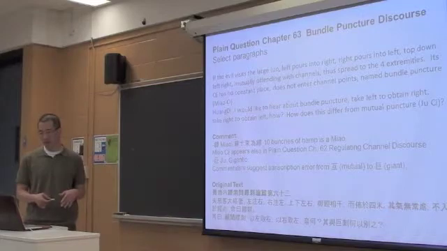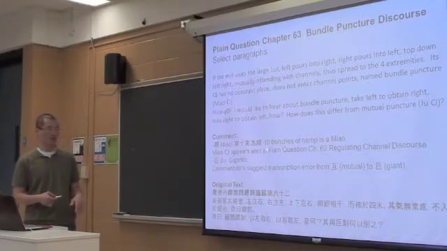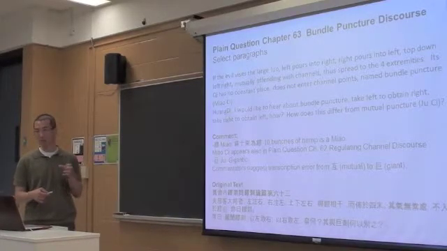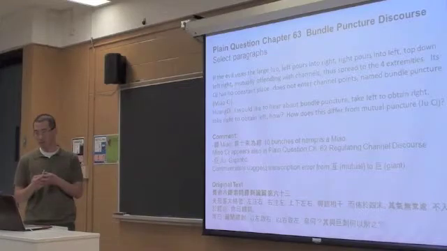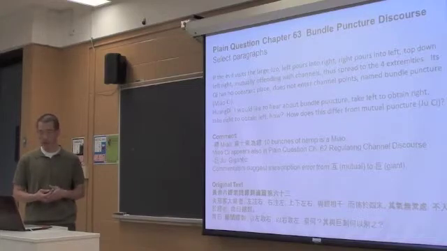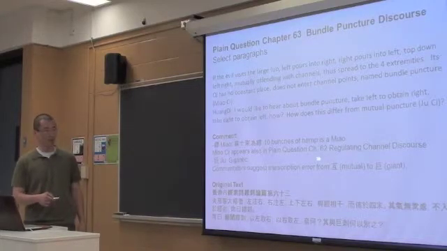But one can just simply look further into the meaning of this character. And this character here is a unit of measurement. When you bundle up 10 bunches of hay together, it's called a miao. So now we can think about this differently. I alluded earlier in the previous lecture to something about bundle puncture. This is something that appears in other parts of the classic as well. It appears in chapter 62 on regulating channels.